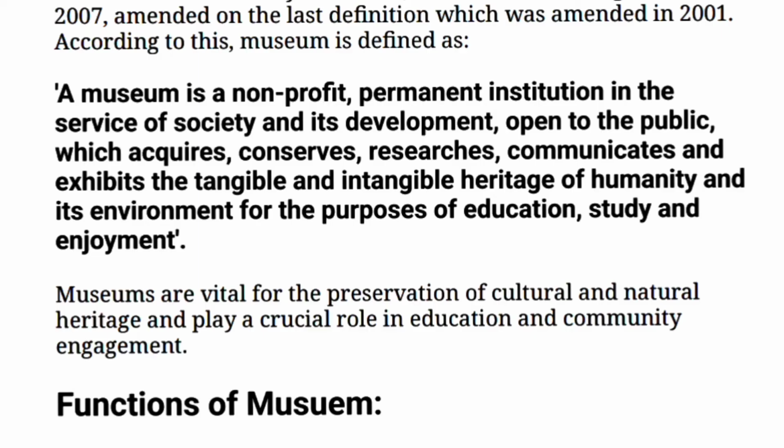So all these come under tangible. And intangible heritage means practices, representations, expressions, knowledge, skills, cultural heritage, or oral tradition, rituals, craftsmanship, language. So these all come under the intangible heritage of humanity and its environment. So basically it exhibits the tangible and intangible heritage of humanity and its environment for the purpose.